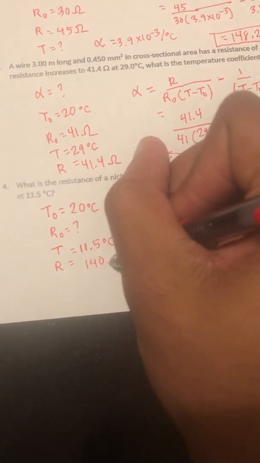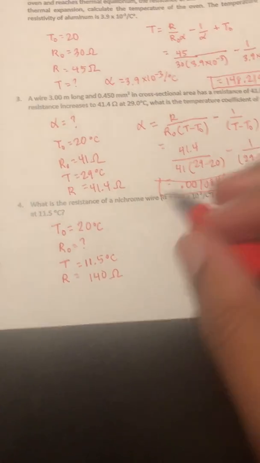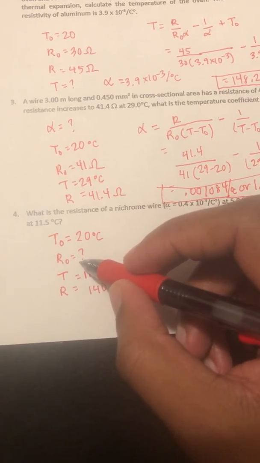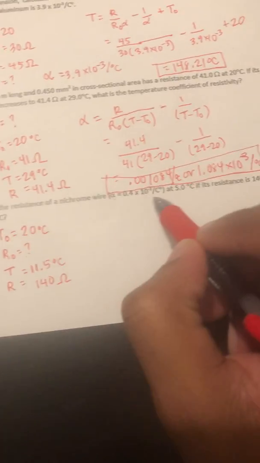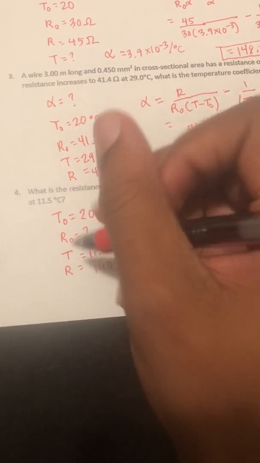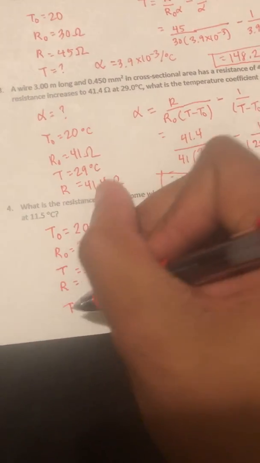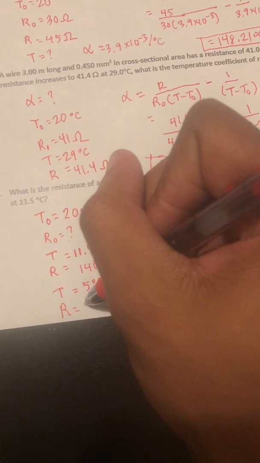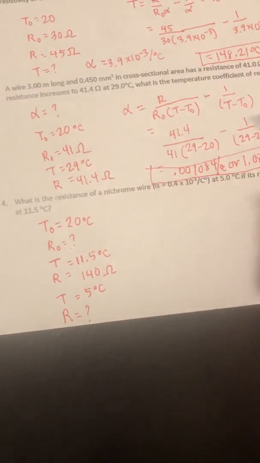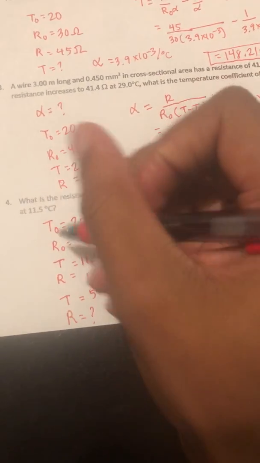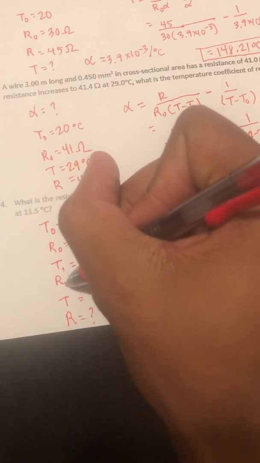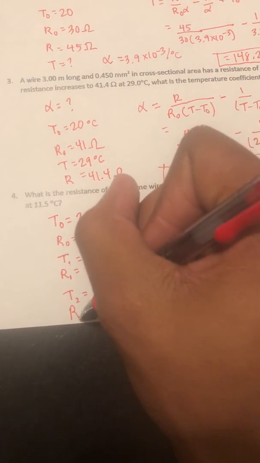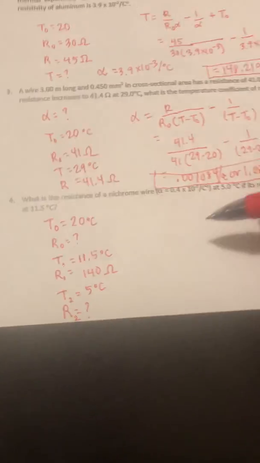That was 140. But be careful because it doesn't ask us for the resistance at 20 degrees. It asks us for the resistance at 5 degrees. So I have another temperature at 5 degrees, and it wants to know the resistance there. And just so I don't get all my T's and R's mixed up, let me call the pair T1 R1 and call what I'm looking for T2 R2.